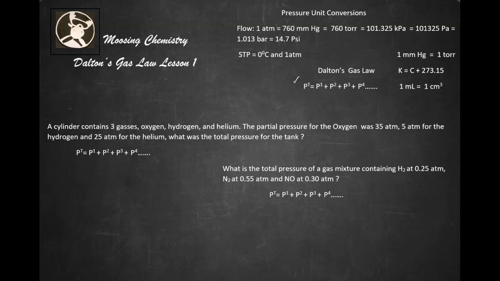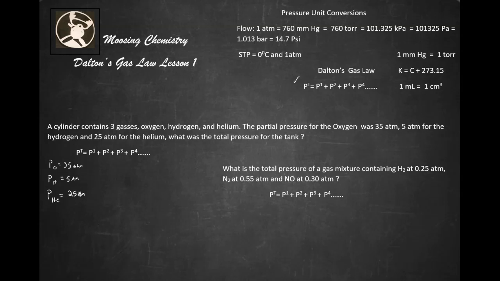Let's look at this first question. A cylinder contains three gases, oxygen, hydrogen, and helium. The partial pressure of the oxygen was 35 atm. So we're going to put PO be 35 atm. And then PH, for the hydrogen, would be 5 atm. And then we call PHe, the partial pressure for the helium, would be 25 atm.